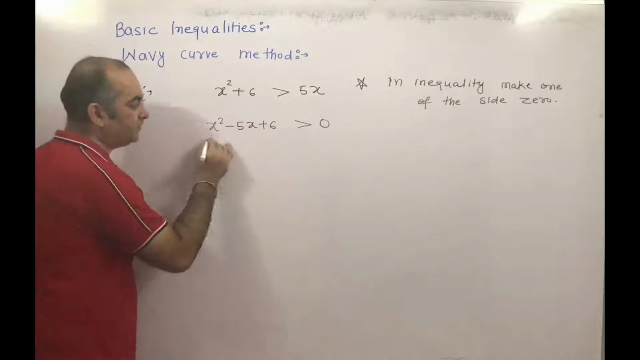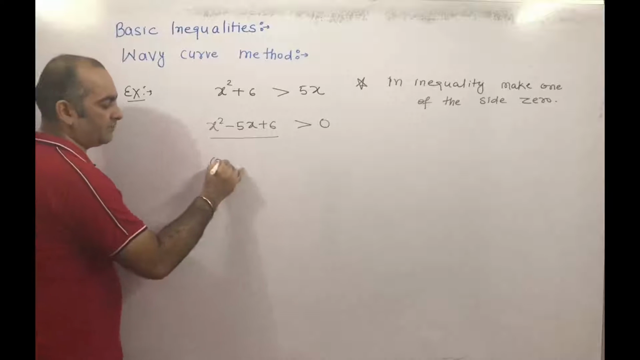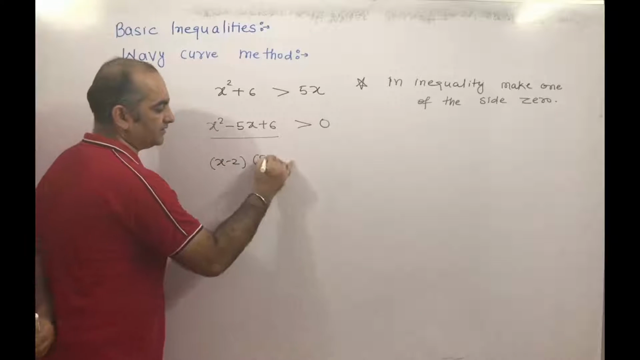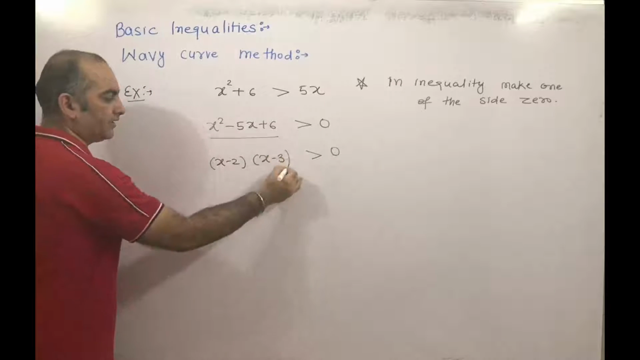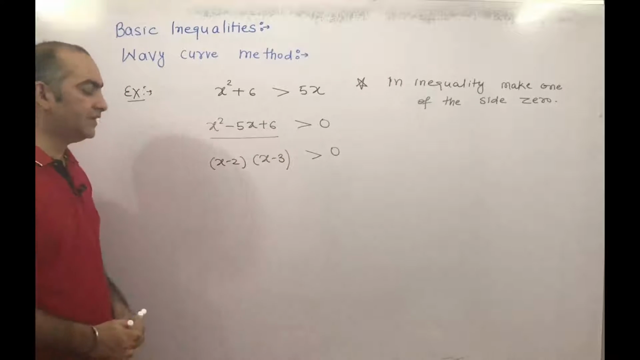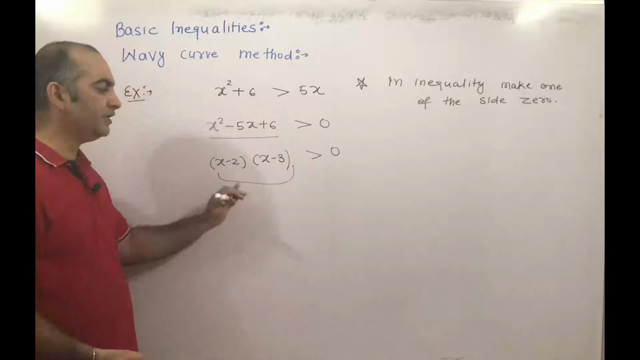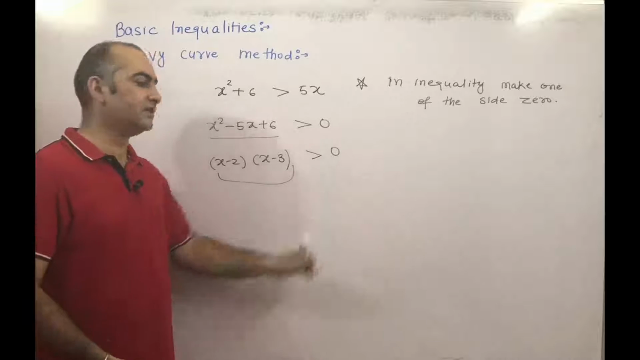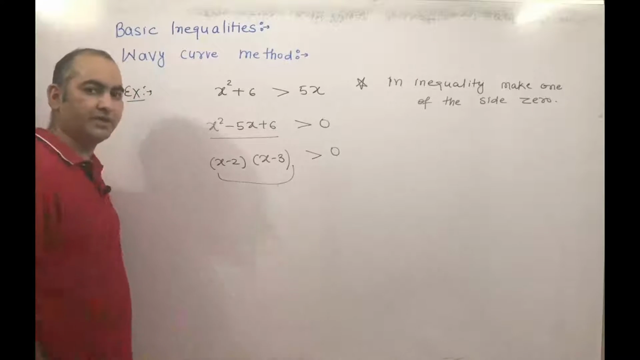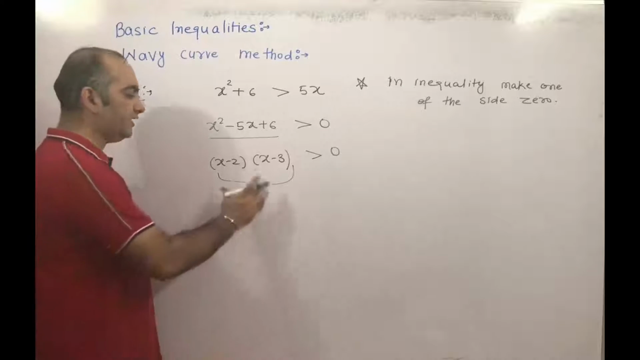Next, this is a quadratic equation, so we can factorize it. If you factorize this, what will come? x minus 2 into x minus 3 is greater than 0. According to this inequality, the left hand side should be positive, because it should be greater than 0. So how to find out when this is positive? We have to find the x values when it is positive.